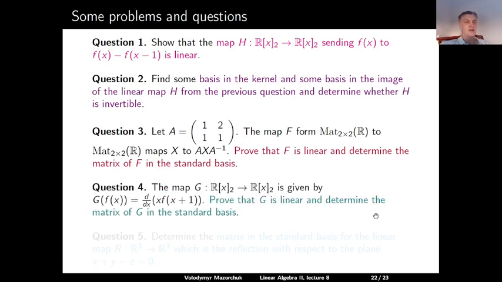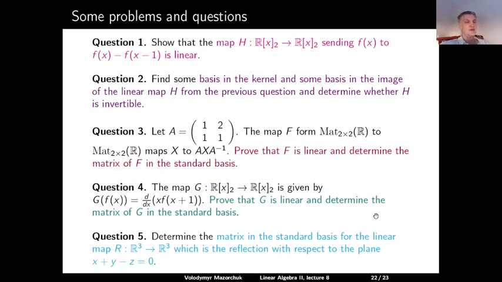Question 4. The map G from R_x[2] to R_x[2] is given as follows. G applied to the polynomial f of x is equal to the derivative of x times f of x plus 1. Prove that G is a linear map and determine the matrix of G in the standard basis.